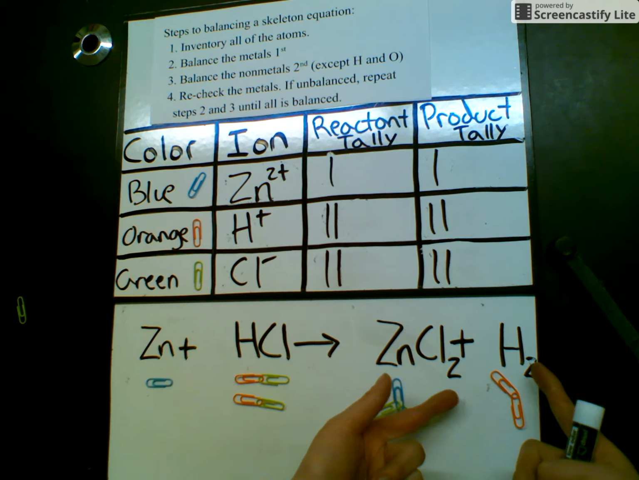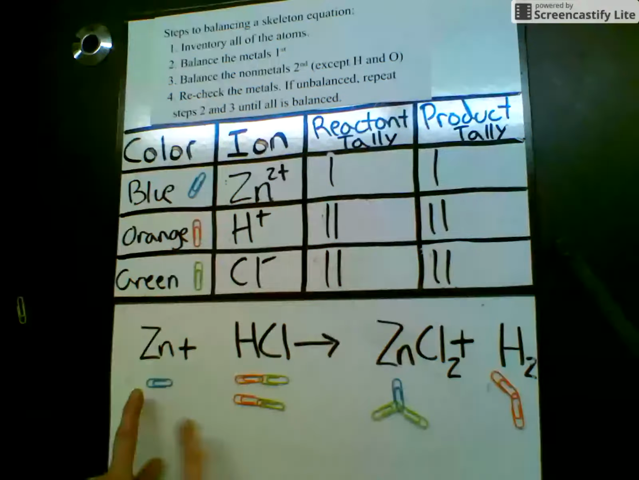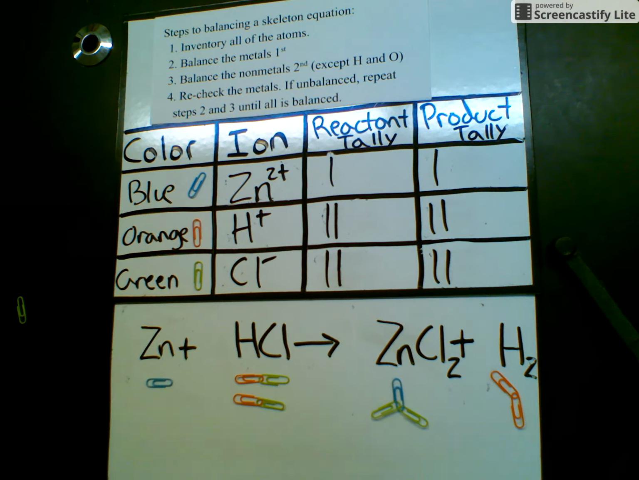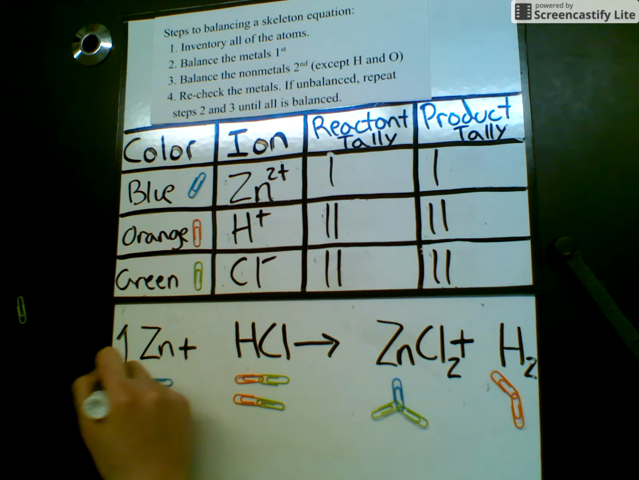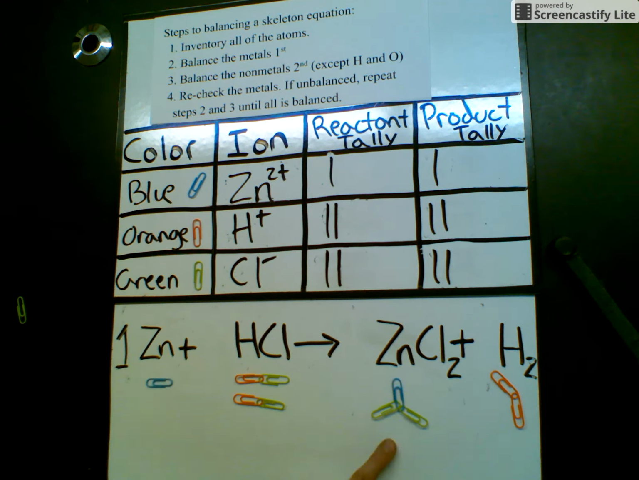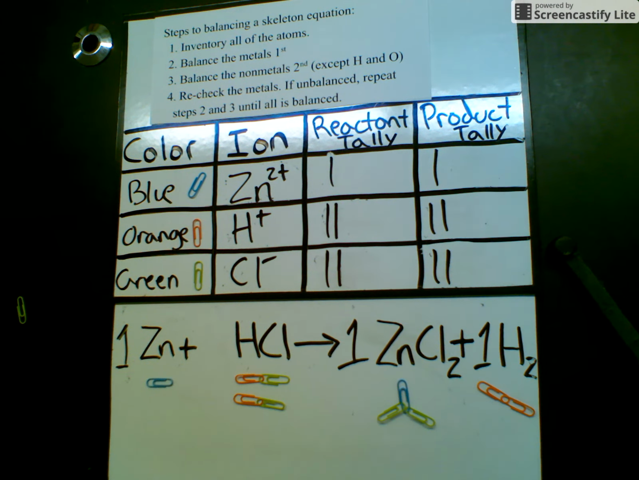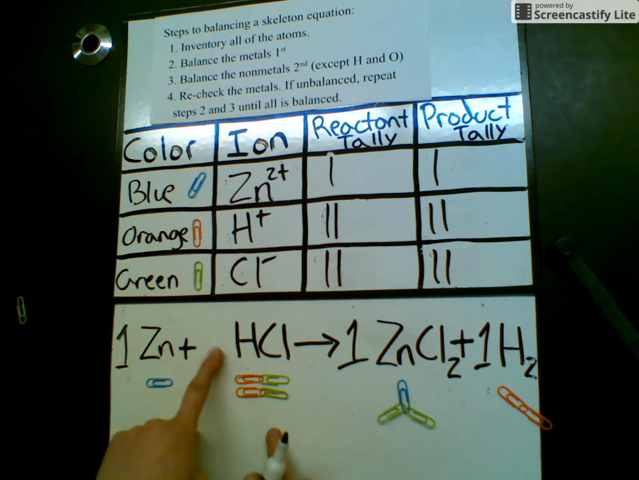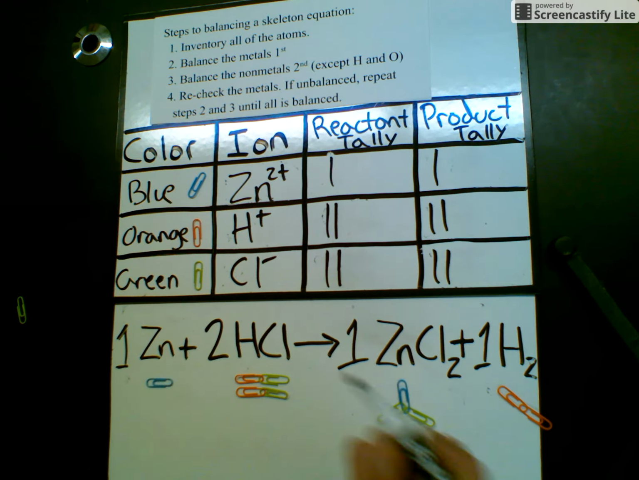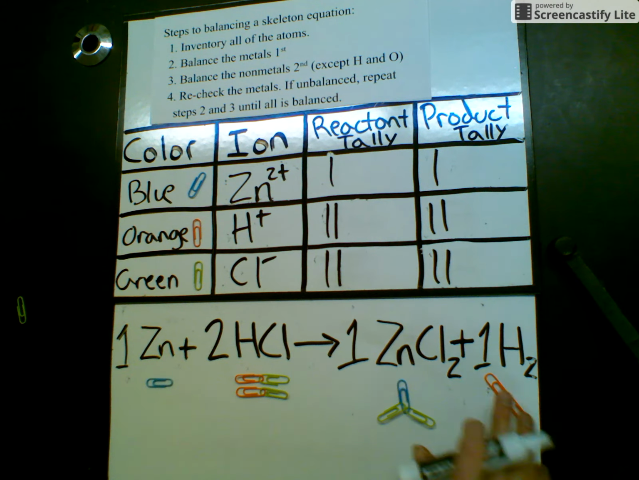But now we need to show it in the way we write our formula. Because I only have one atom for zinc, I would place a 1 as my coefficient in front of zinc. Because I only have one molecule of zinc 2 chloride, I would place a 1 in front of zinc 2 chloride. And because I only have one molecule of molecular hydrogen, I would only place a 1 in front of molecular hydrogen. But because I added another molecule of hydrochloric acid, and I have a total of 2, I have to show that with this coefficient by writing a 2.